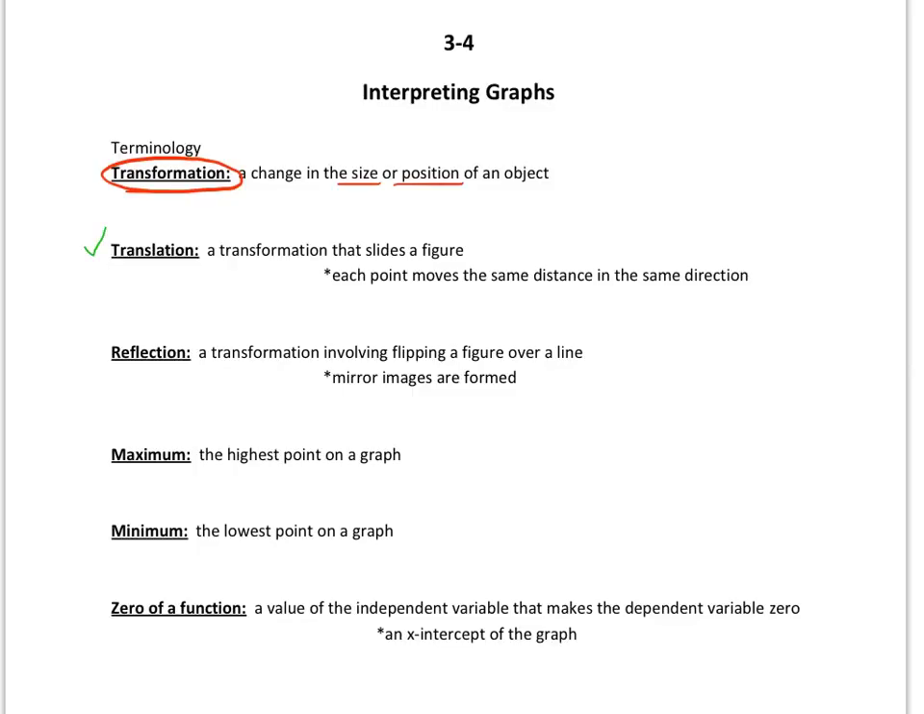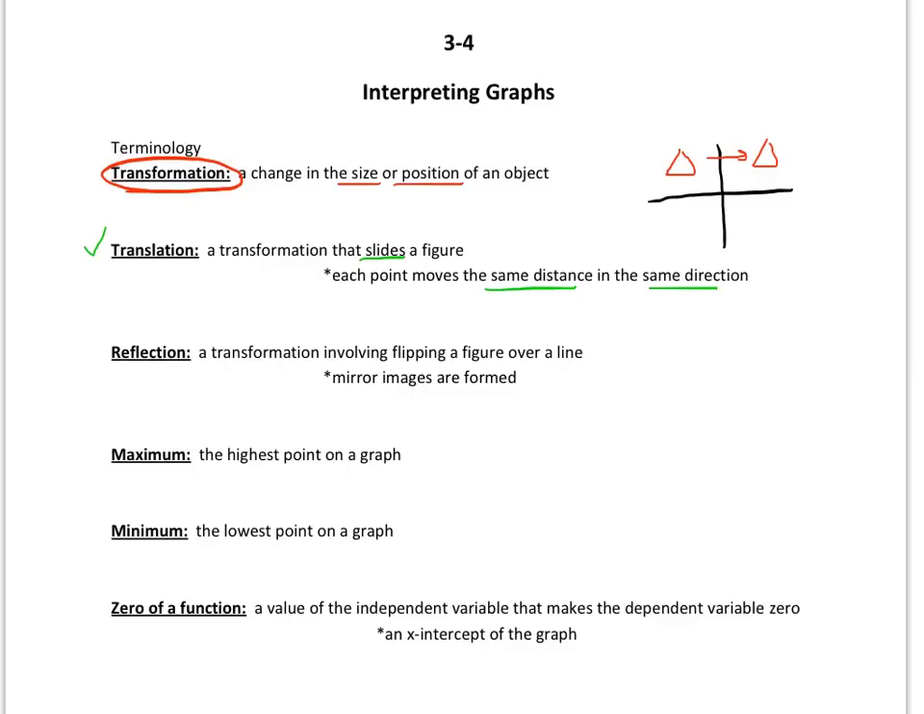A translation is a certain kind of transformation. It is one that slides a figure. Each point moves the same distance and same direction. So the shape stays the same, it just shifts to a new position. For example, if I had a triangle on a coordinate grid, and I just shifted it to the right from the second quadrant to the first quadrant, it stays the same size and everything, that's called a translation or a slide. And I can also go up and down.